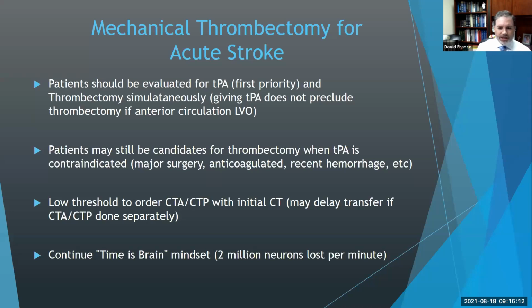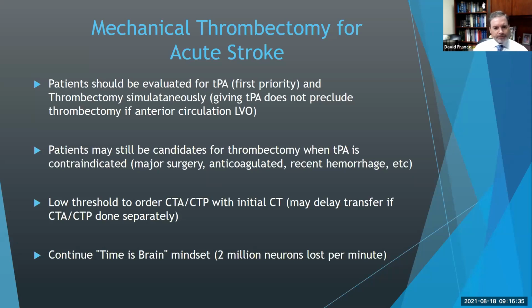So whether they just had major surgery, whether they're on heparin or Eliquis or anticoagulated for any reason, or they just had a brain bleed a week ago, all these patients are still candidates where we could go up and potentially retrieve that clot if we're within the right time frame and if we've got a lesion that's accessible.